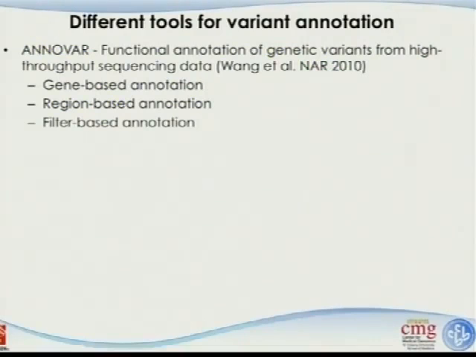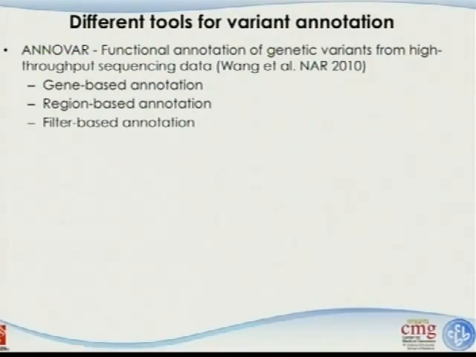So there's a tool developed called ANNOVAR. It's an annotation tool for variations. Basically, it's a functional annotation of genetic variants from high-throughput sequencing data, published last year in NAR. Most people are using this tool right now to prioritize their variations. They have gene-based annotation, region-based annotation, and filter-based annotation.